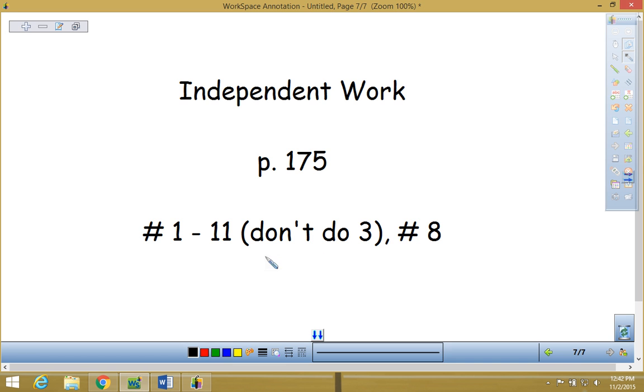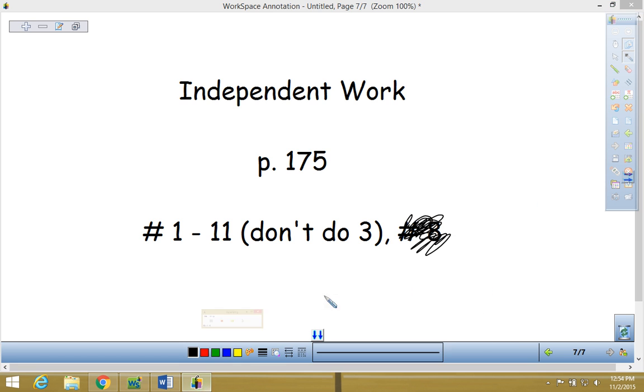Look very closely. You're going to do 1 through 11, but don't do number 3. Okay? Yeah, do 1 through 11. It's 10 problems, because you're taking out number 3. Okay?